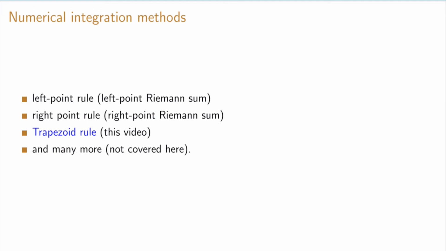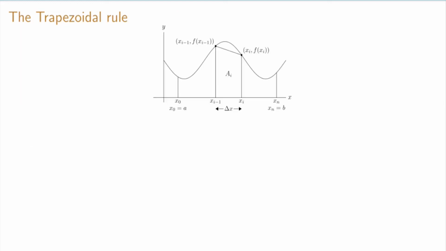On to the trapezoidal rule for numerical integration. We saw that the left point rule and the right point rule can be used, but they might not always give satisfying answers. A better method now is the trapezoidal rule, and this is of course based on a trapezoidal construction. So again, one of these images where you have a curve and you want to find the integral, so the area under the curve.